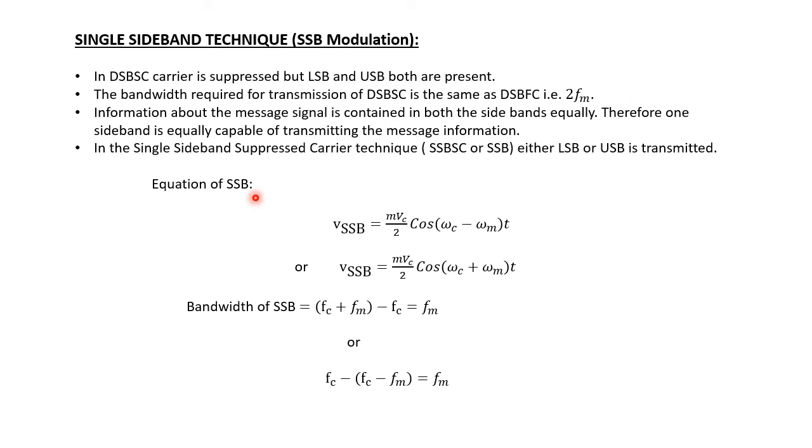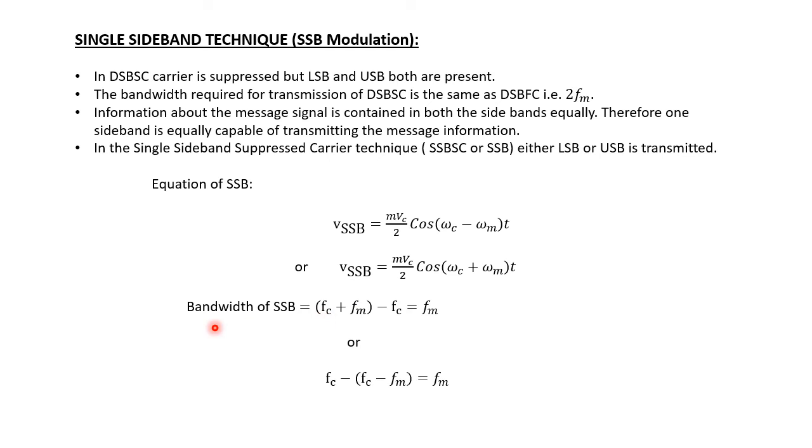Now the equation of SSB is quite evident and simple. If the lower sideband is transmitted, then V_SSB will be (m Vc / 2) cos(omega C minus omega M)t, and if the upper sideband is transmitted, then the equation will be the same except the frequency component, which will be omega C plus omega M.